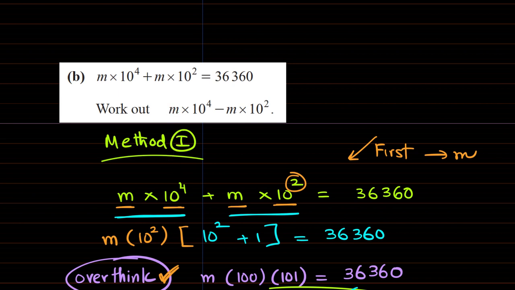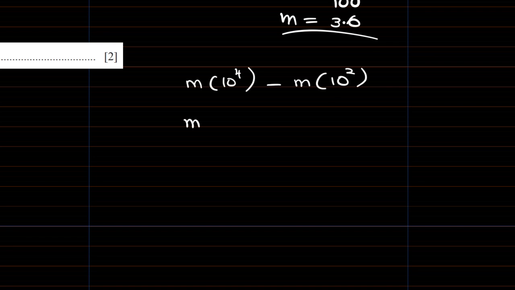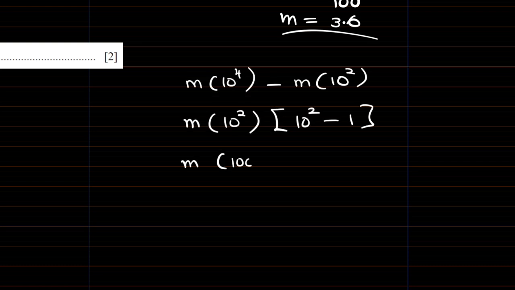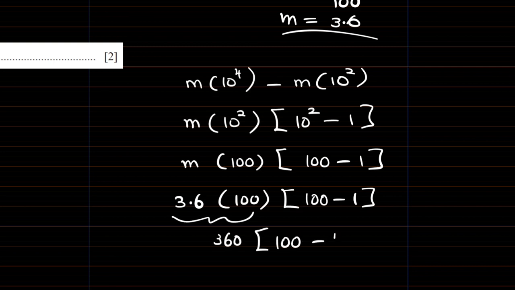We are evaluating m into 10 raised to power of 4 minus m into 10 square. So therefore, let's continue. M into 10 raised to power of 4 minus m into 10 square. Again, let's take common m 10 square and we are left with 10 raised to power of 2 minus 1. M as it is, this is 100. Let me write this thing as 100 minus 1. So m is 3.6, this is 100 and this is 100 minus 1. Let me simplify this. So this comes out to be 360. This is 100 minus 1.